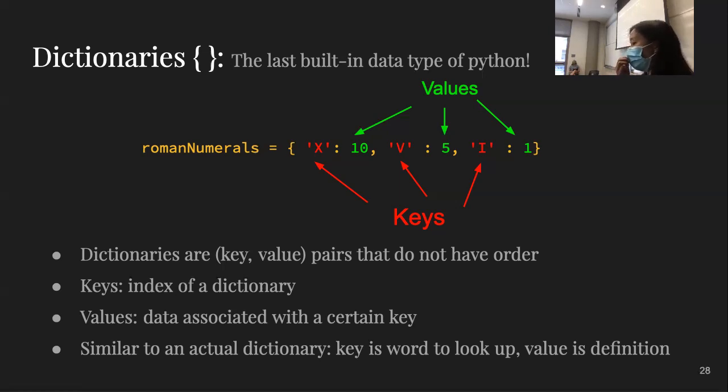Okay, so all the keys are unique. Let's say we had X equals 10 as our first entry, and then we made another entry of X equals 15. It would just override the original entry, and so in the end, your X entry would just have value 15.